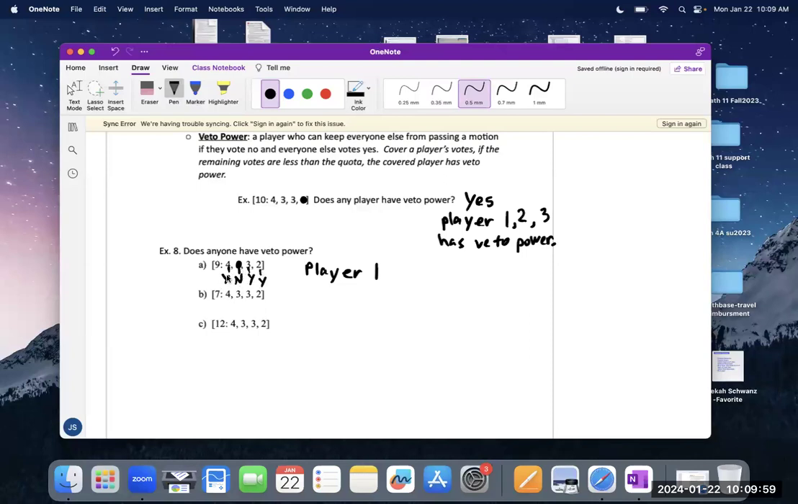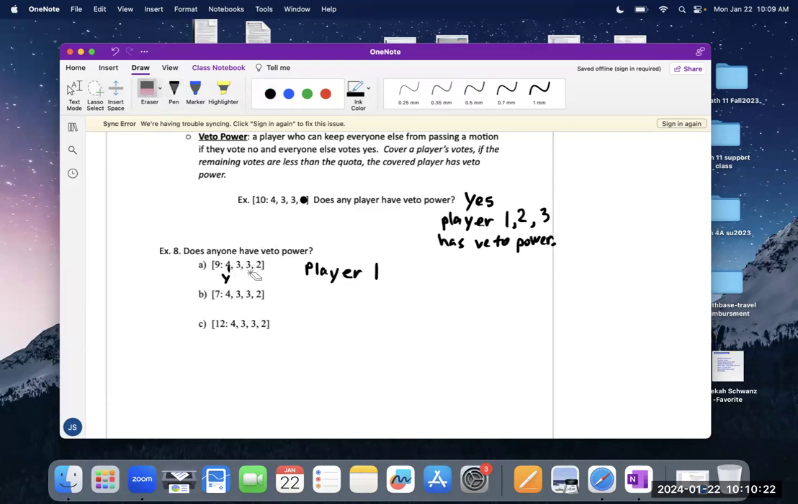Everybody else, if they voted yes and player 2 voted no, it would not stop the thing from passing, right? They can pass it without player 2. So he does not have veto power. And we can check, but I took away somebody with 3 points, right?